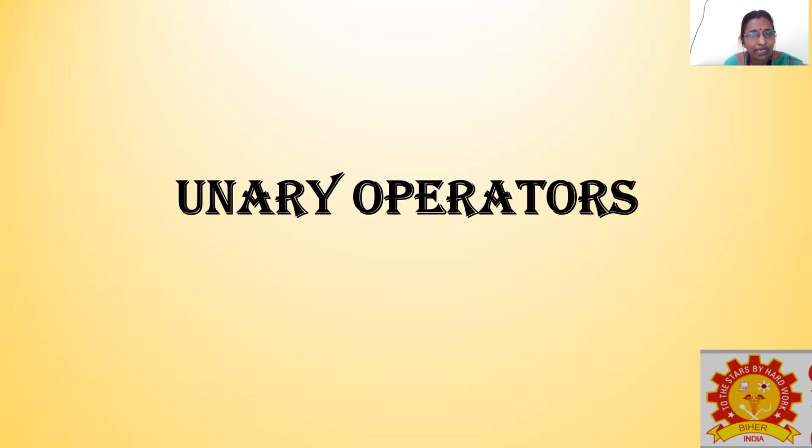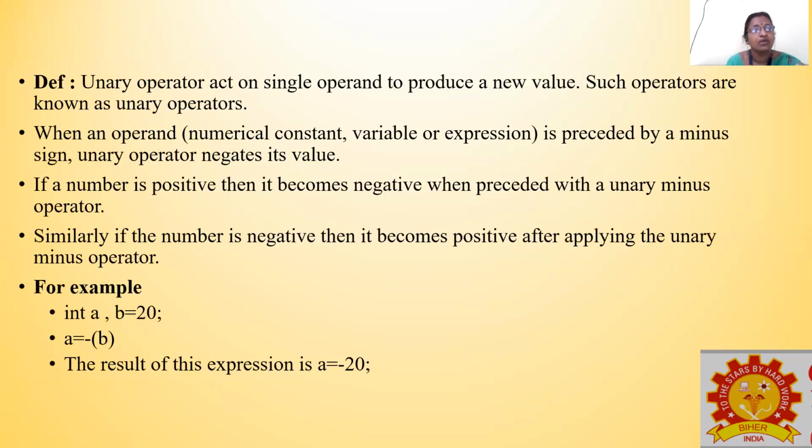Next we are going to see unary operator. So what is called as a unary operator? Unary operator acts on single operand to produce a new value. Such operators are known as unary operator. When an operand, either a numerical constant or a variable or an expression, is preceded by a minus sign, unary operator negates its value. If a number is positive, then it becomes negative when preceded with a unary minus operator. Similarly, the number is negative when it becomes positive after applying the unary minus operator.